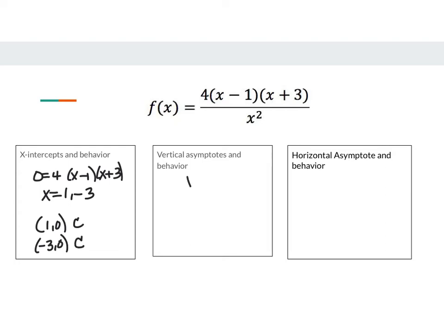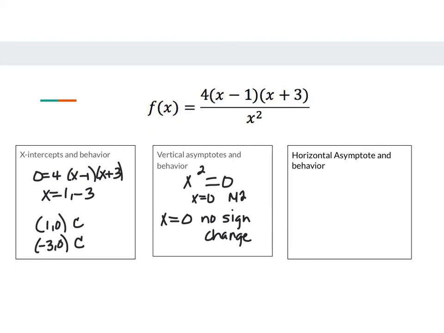Find your vertical asymptotes. You set your denominator equal to 0. Now that vertical asymptote in the denominator has a multiplicity of 2. So now we say no sign change. As we solve for x, we get x equals 0. Again, because of that multiplicity of 2, it corresponds to no sign change.